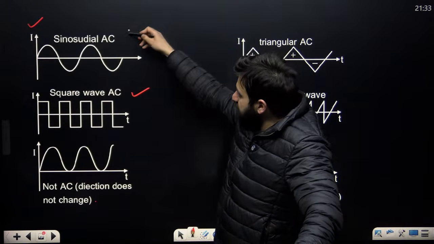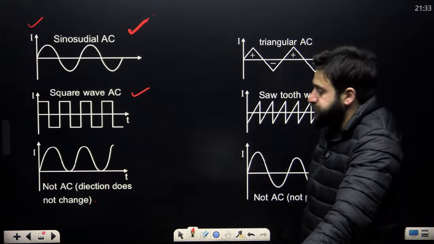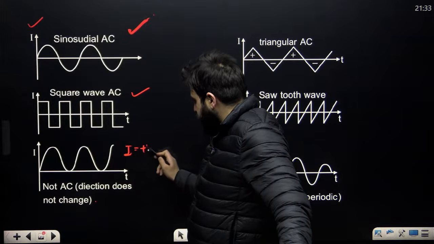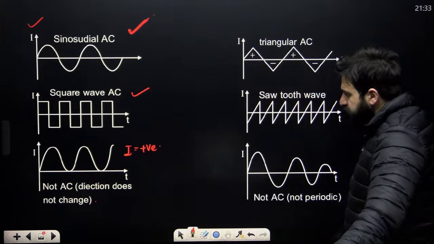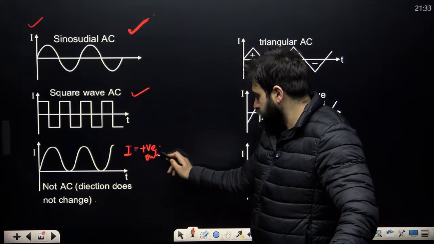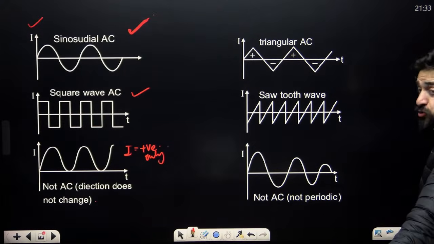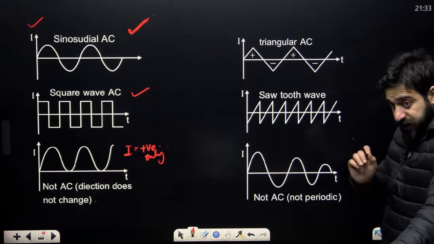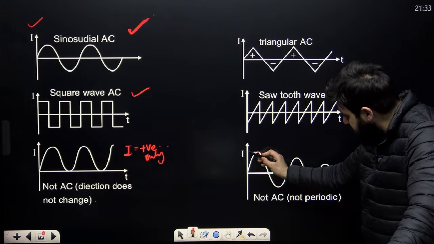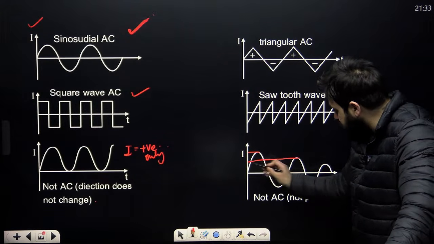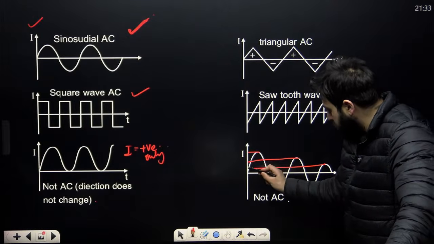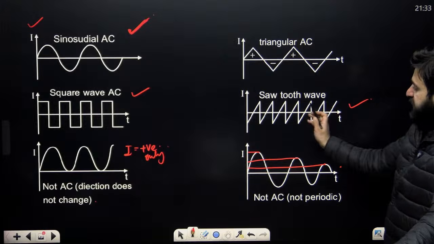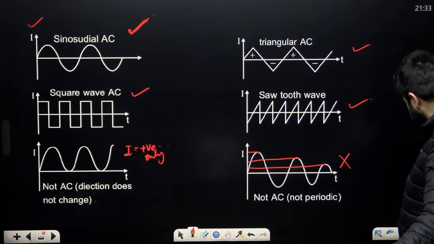In our syllabus, we have to discuss this sinusoidal AC. And this is not an AC. Current is positive only. What about this? This is not an AC. Why? Because it is not periodic. In this particular case, my dear NEET aspirants, peak value is decreasing. See, this is called amplitude. Peak value is decreasing. So this is not an AC. So peak must remain the same.